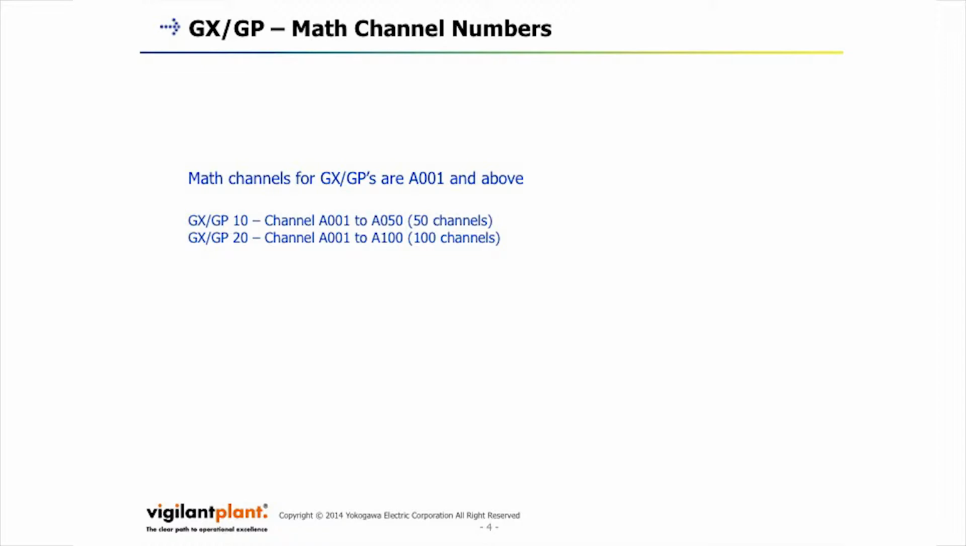Math channels for the GX GPs start at A001 and above. Here's just a quick example. For the smaller 6-inch GX GP10, you have 50 math channels. And then for the larger case 12-inch display GX GP20, there are 100 math channels available.